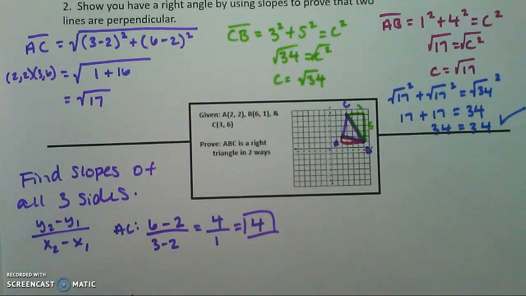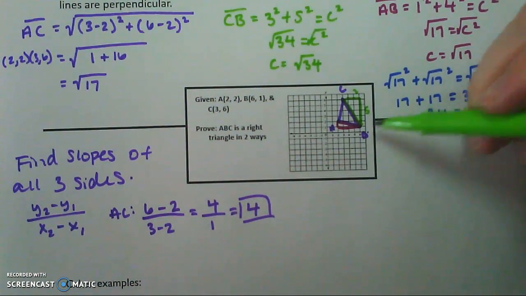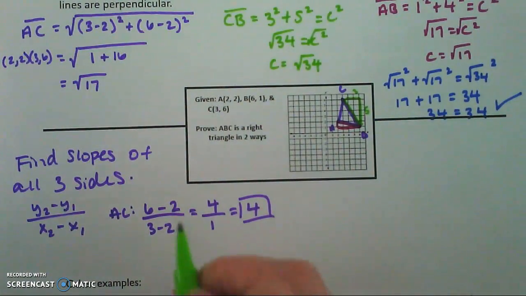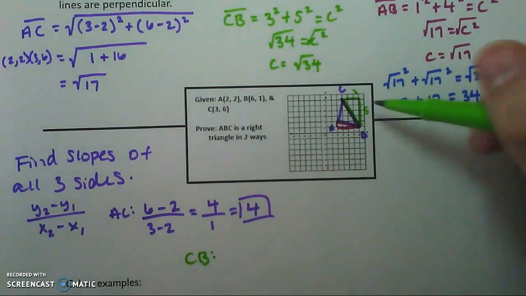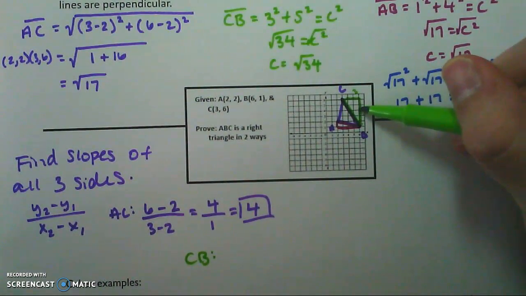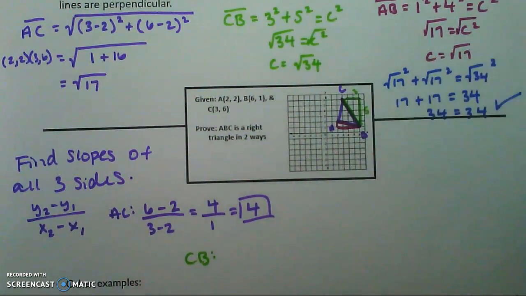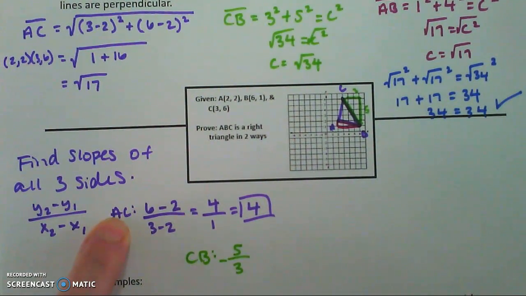Let's go ahead and do CB. With CB, because I have this graphed, we can actually just count the slope. Here's my side CB, and the dimensions of my right triangle help me out with that slope. I'm going up 1, 2, 3, 4, 5, back 1, 2, 3. So my slope for CB would be up 5, back 3, which indicates a negative 5 over 3 slope. So I could have counted this slope because it was graphed for me. I also could have counted AC if I wanted to, but I just wanted to refresh your memory on the slope formula.